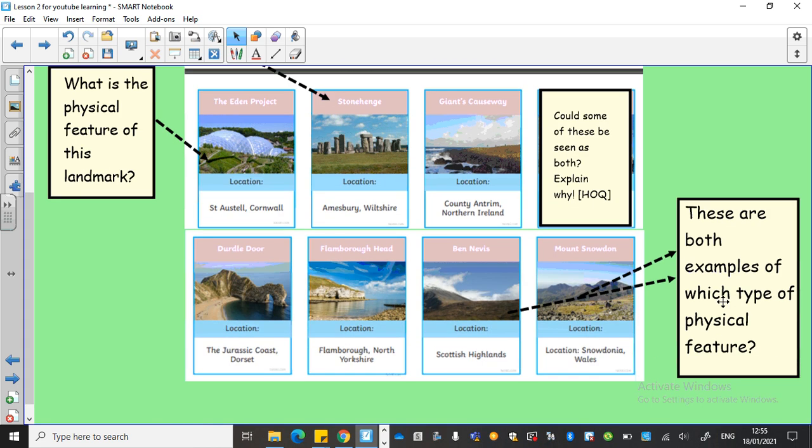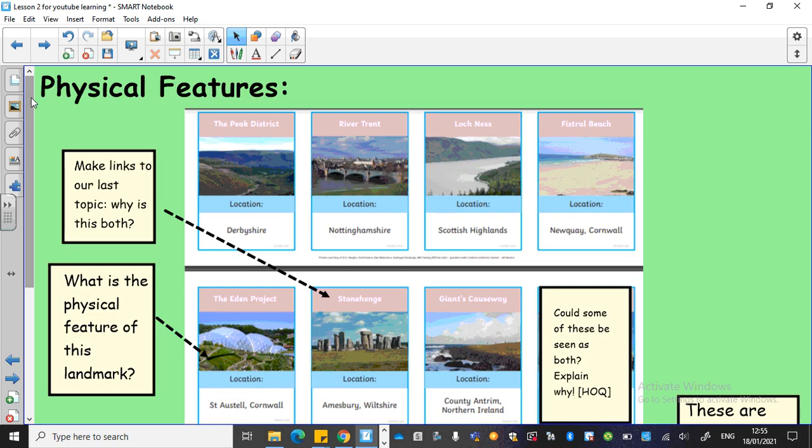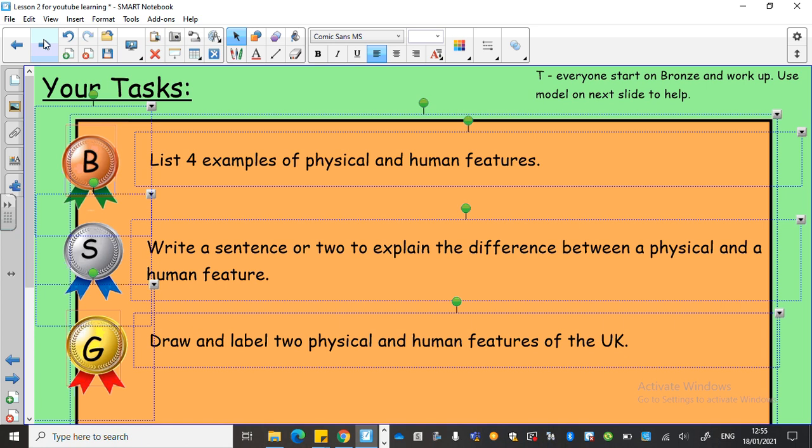And these here are both examples of which type of physical feature. So Ben Nevis and Mount Snowdon, what are they both? They are both mountains. So we've answered this question here. Some of them can be both, and I've used my reasoning skills to explain why.